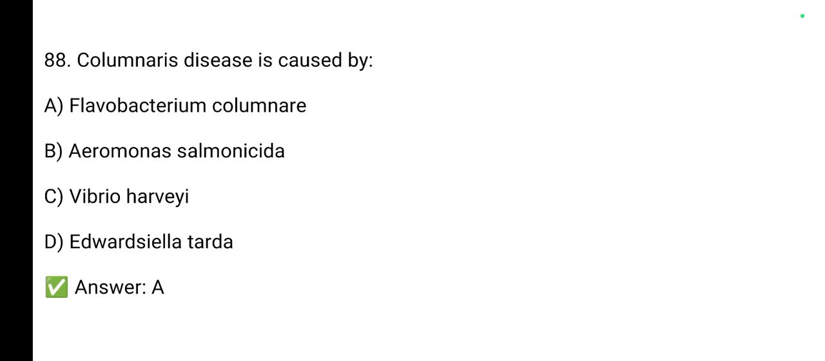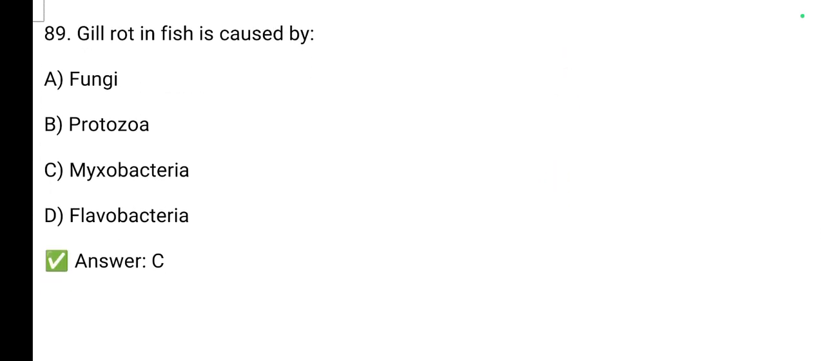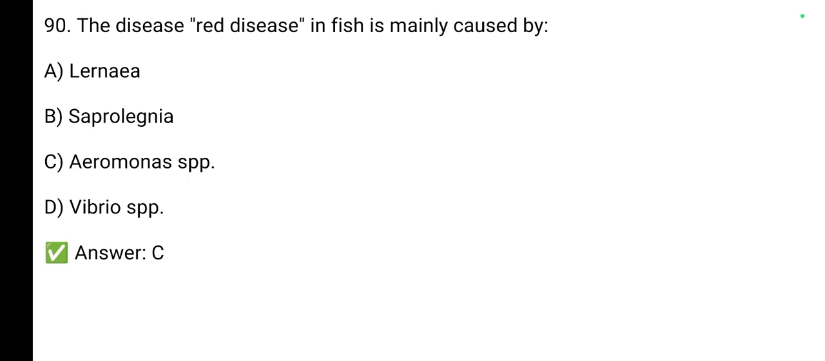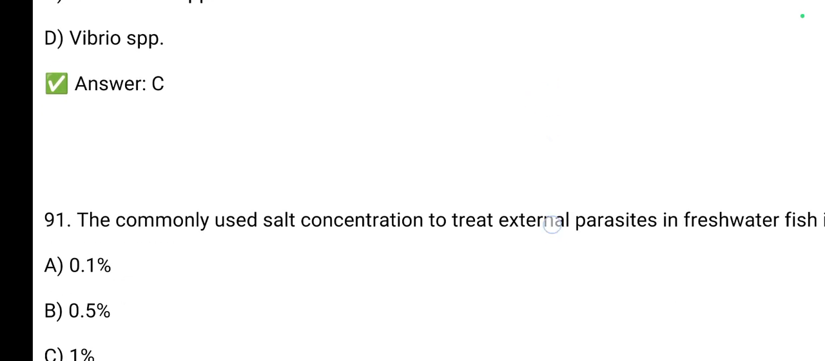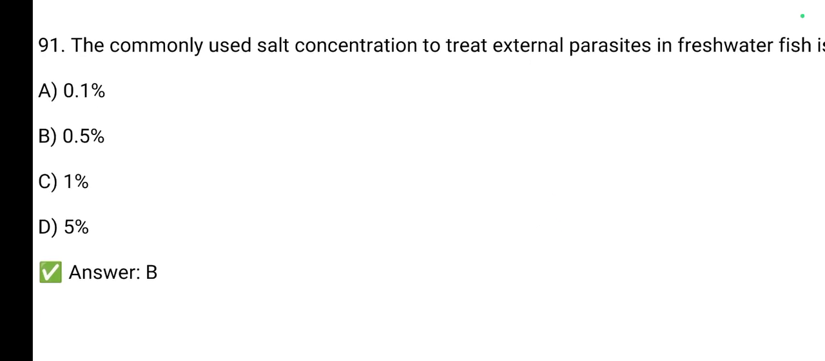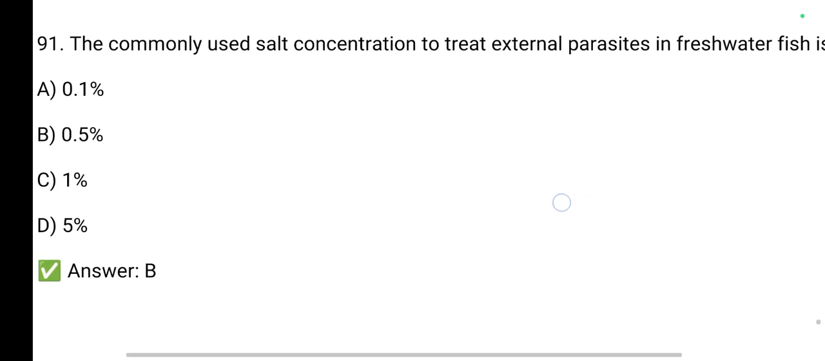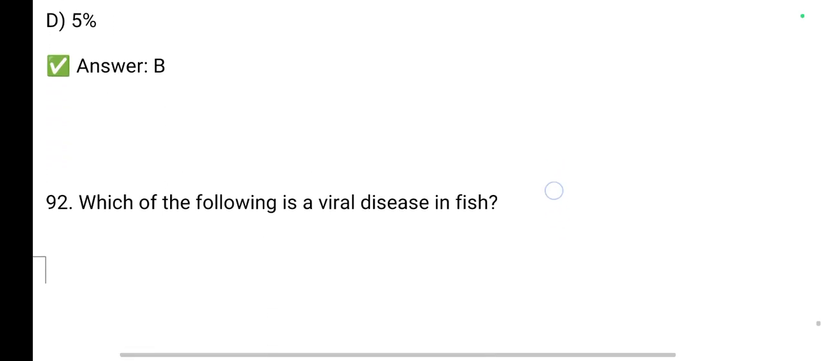Columnaris disease is caused by A, Flavobacterium columnare. Gill rot in fish is caused by Myxobacteria. The disease red disease in fish is mainly caused by Aeromonas species. The commonly used salt concentration to treat external parasite in freshwater fish is option B, 0.5%.